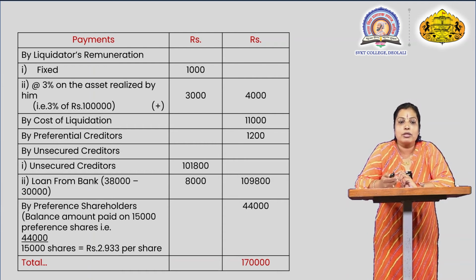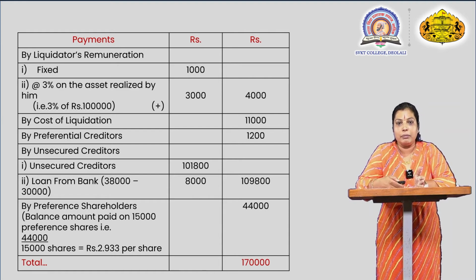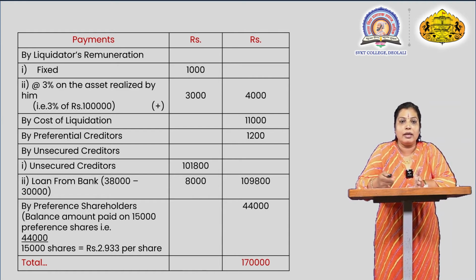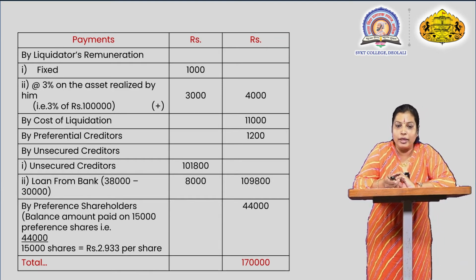Then the cost of liquidation, which is also given in the adjustment, the cost of liquidation while winding up. Winding up means the assets realized by the various companies. Then preferential creditors, also given in the problem, 1,200.